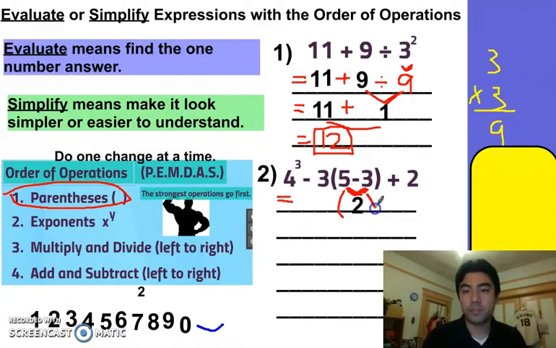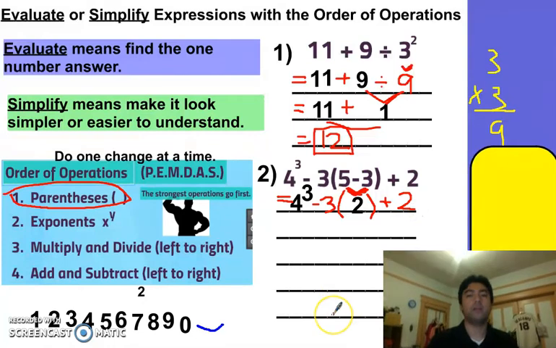And look what I'm doing. I'm still keeping those parentheses because that'll be useful for later. Okay. Again, one change at a time. So I am going to copy and bring down the 4. Copy and bring down the third power. Copy and bring down the minus sign. Copy and bring down the 3. I copied and brought down the parentheses. I'm going to copy and bring down the plus and the 2. Okay. So now here's our new expression.